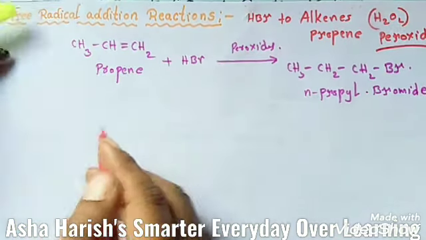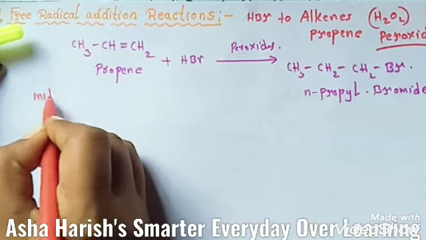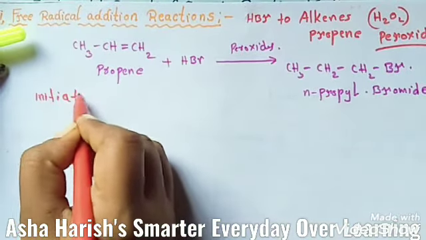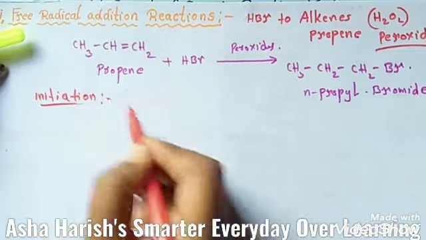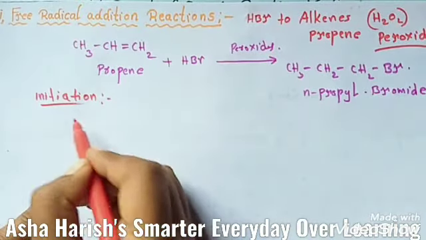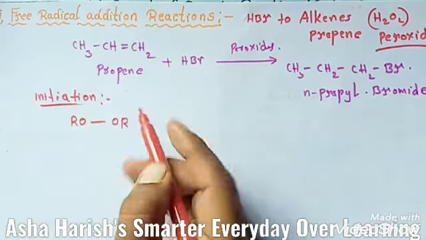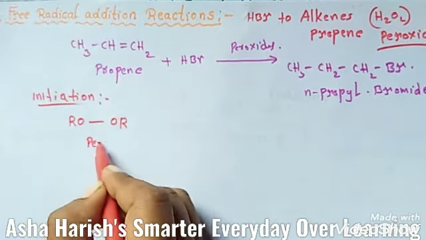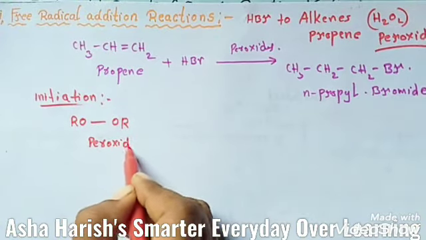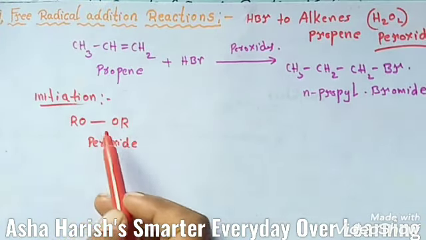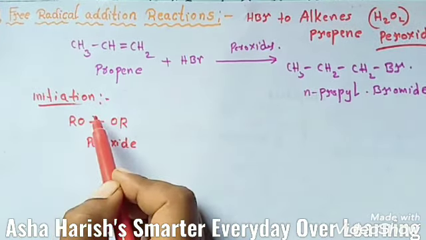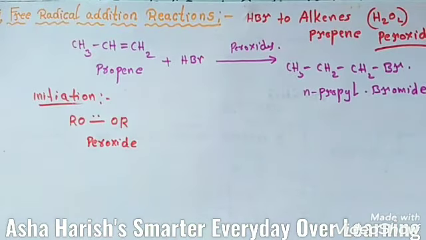Now this reaction occurs by initiation, propagation and termination also. Now let's see the first one, initiation. The first step is initiation. Let's see now. ROR, this is peroxide. Here is the single bond, that means the presence of 2 electrons.